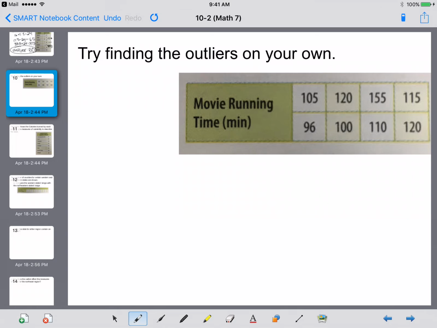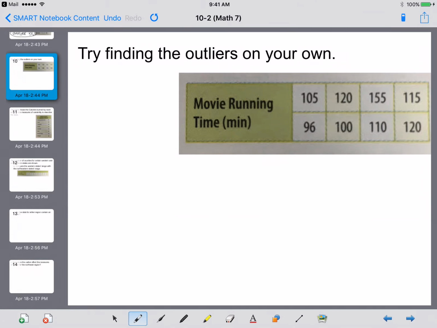Now I want you to pause and try finding the outliers on your own, and then you are welcome to compare with whatever I get when I solve it. So here's all of our pieces of information. The first thing you always do, put them in order. So 96.